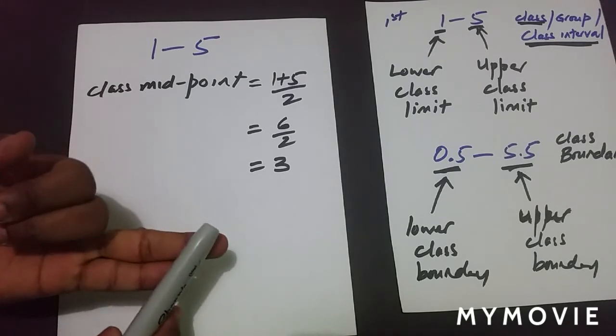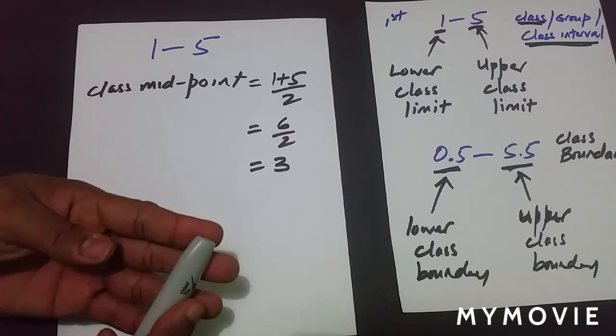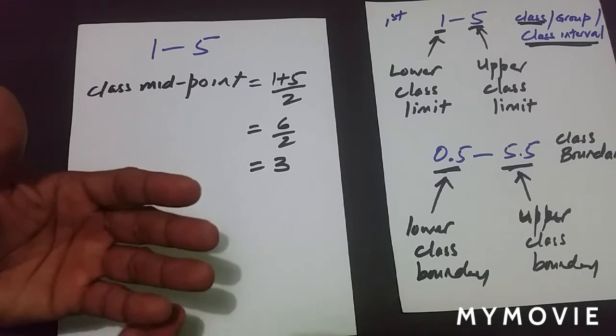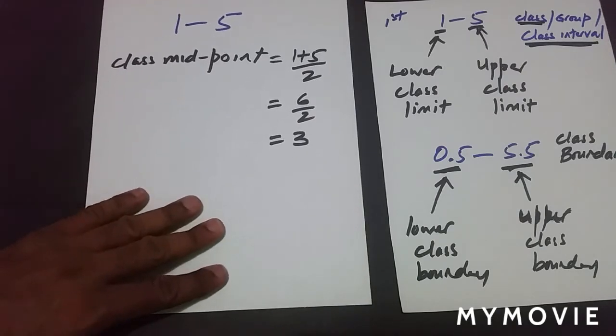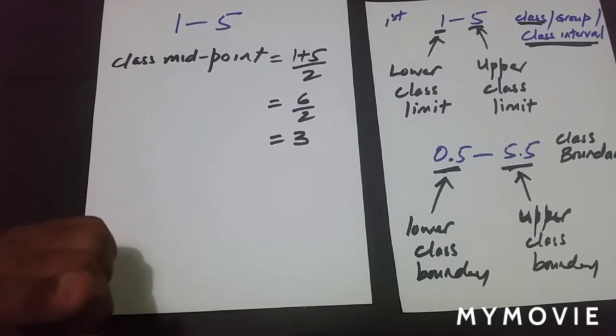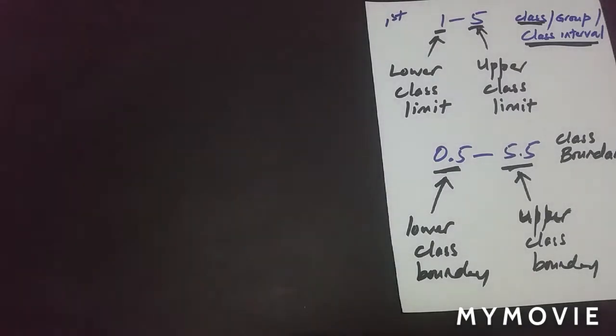We've mentioned class limits, lower class limit, upper class limit, class boundaries, lower class boundary, and upper class boundary. Now, there's one more thing to mention before we go, and this is going to be very, very important because this one, students make a lot of mistakes on. So, I left this one for last for good reason.